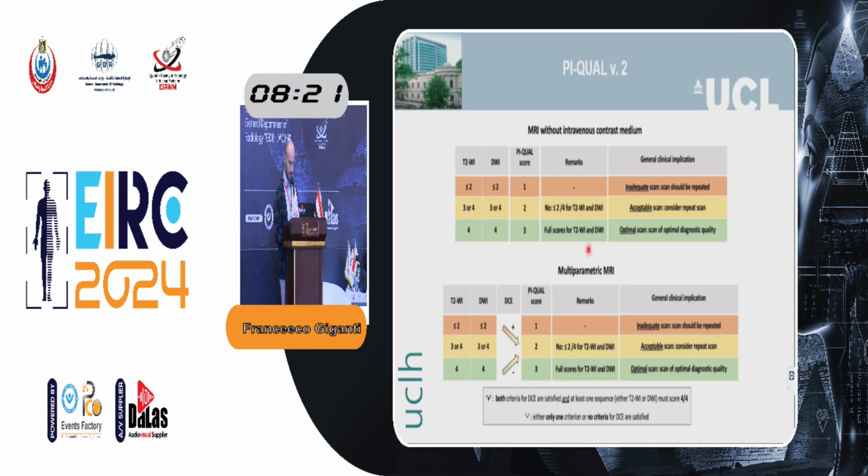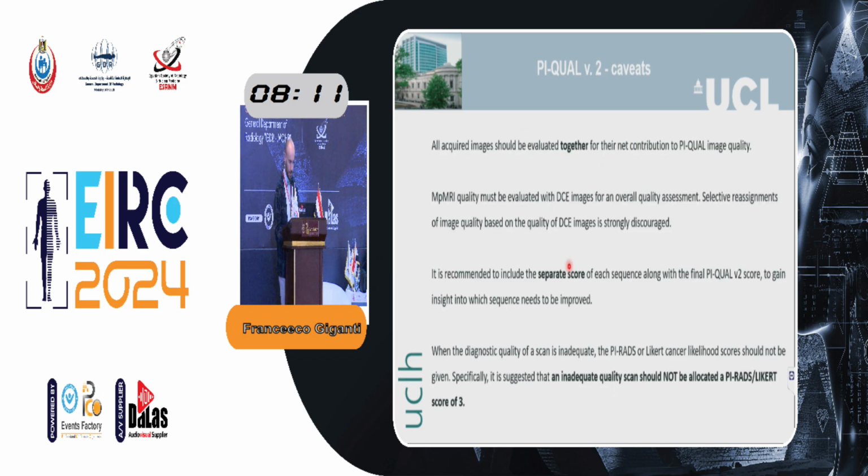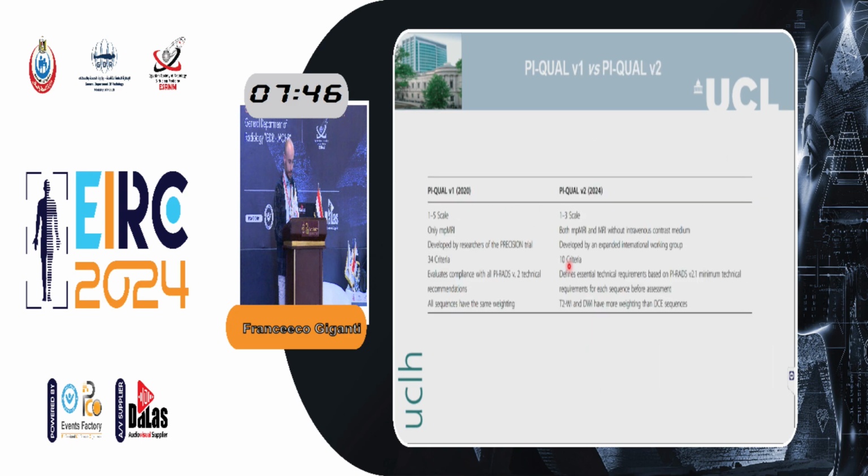You can find it online in the paper. But as you can see here, with a different combination, we can get a final PI-QUAL score that can be used for the multiparametric or the biparametric MRI. All the images should be evaluated together. We should also include a separate score for each sequence, so we know in which sequence we are not doing great. And also, it's really important, where we do have a non-diagnostic scan, we should not give a PI-RADS or Likert 3. Otherwise, this means that we are just giving an equivocal lesion just because the quality is bad.